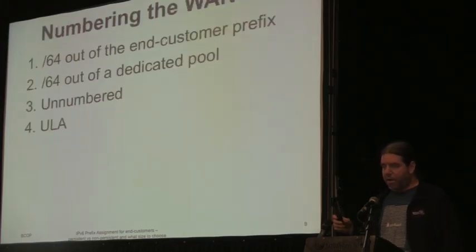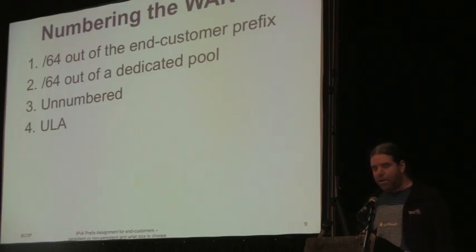So, numbering the one link. You need to connect the CPE somehow to the provider's core, and there are several options. One is /64 out of the end customer prefix. One is /64 out of a dedicated pool of addresses that you keep on your BRAS or whatever you use for your aggregation point. You can do unnumbered, and one of the options is ULA.